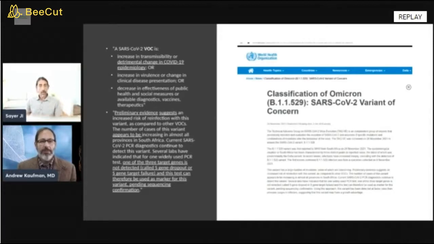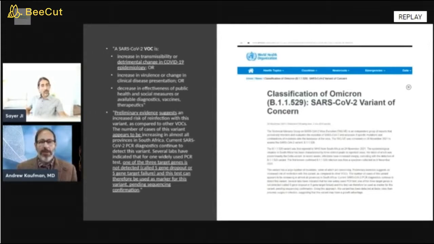So this announcement from the World Health Organization says that they classify it as a variant of concern, or VOC. And I put here on the slide the definition of what a VOC is. It consists of increased transmissibility or, quote, a detrimental change in COVID-19 epidemiology. That's the criterion that they list for classifying Omicron, and you can tell that is extremely vague. What does that mean, a detrimental change in epidemiology? Epidemiology is just following the numbers. But do they actually have numbers to support that?